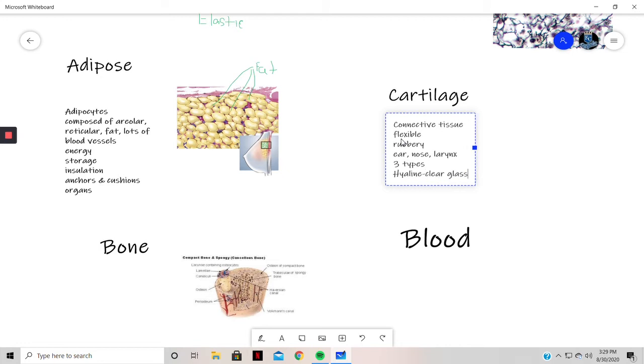glassy looking when you look at it from a microscope. What else do we need to know? Joint movement. And what else should I throw out there? Oh, it holds airways open. So that would be the aspect of the larynx and that kind of stuff.